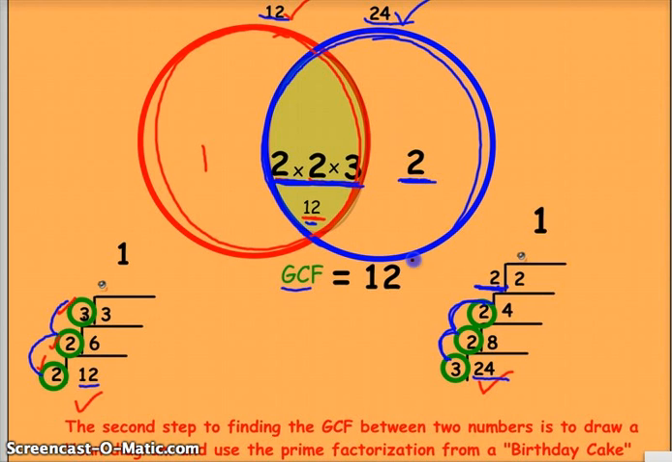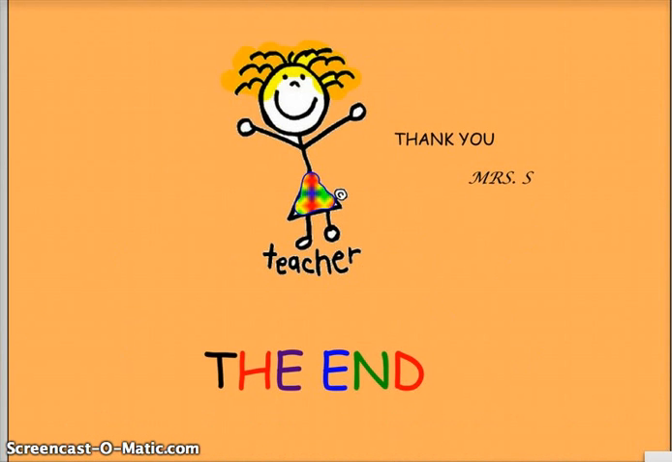So that is one more way. The factors in the green area, multiplied together, are another way of finding a GCF. In review, we've learned 3 ways: listing or the rainbow method, the factor tree, and the birthday cake method.